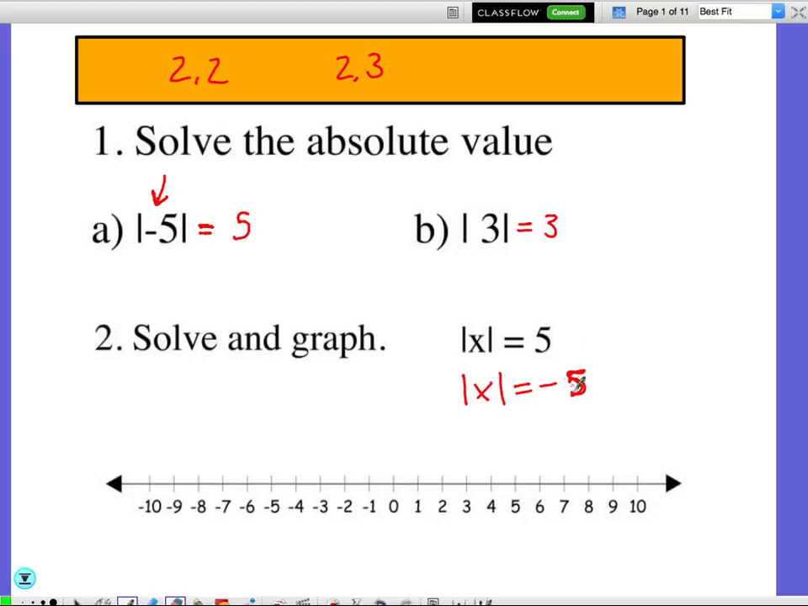Instead of having a positive 5, where the solutions for this one were x equals 5 and negative 5, if I change that 5 into a negative, is it possible for me to put in something for the absolute value that gives me a negative number 5? Well, if I plug in the absolute value of negative 5, that gives me positive 5. If I plug in the absolute value of 5, that gives me still a positive 5.